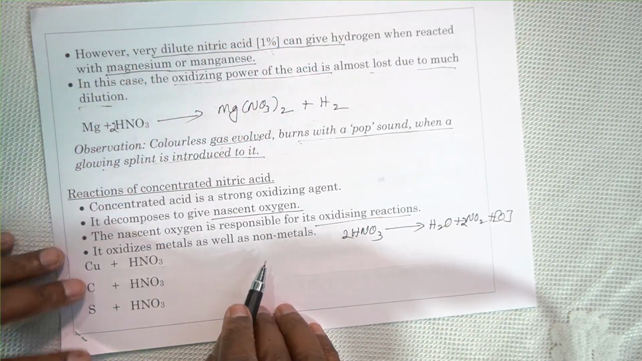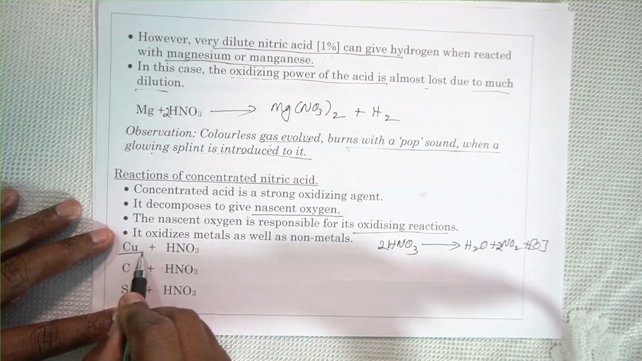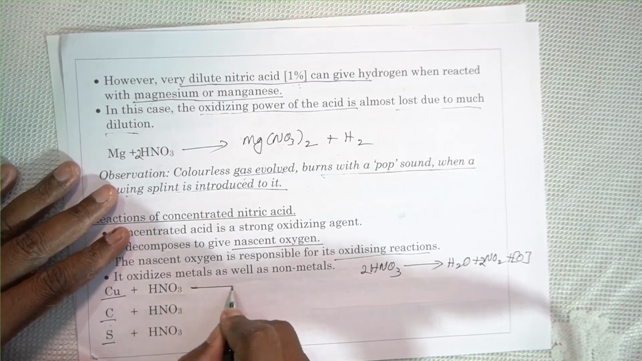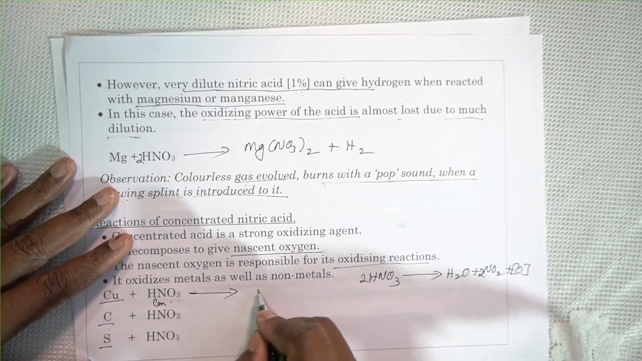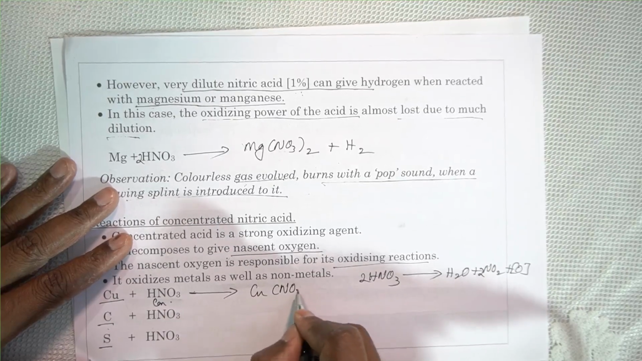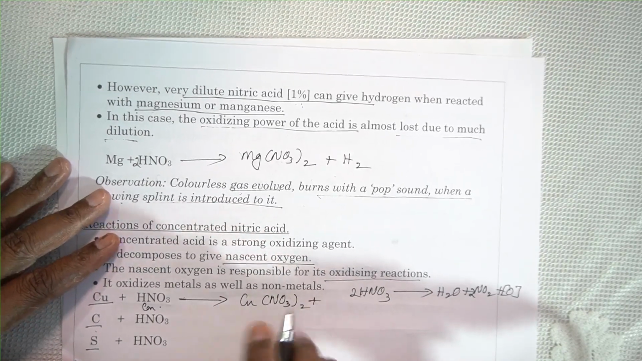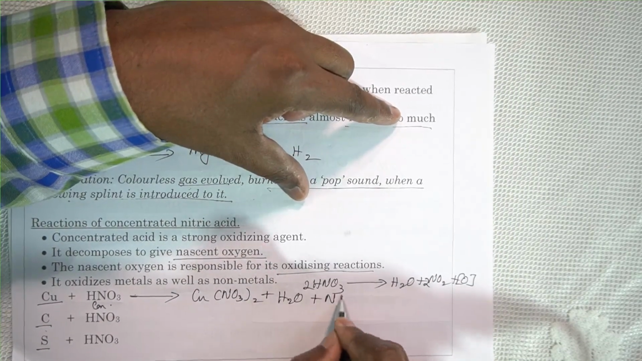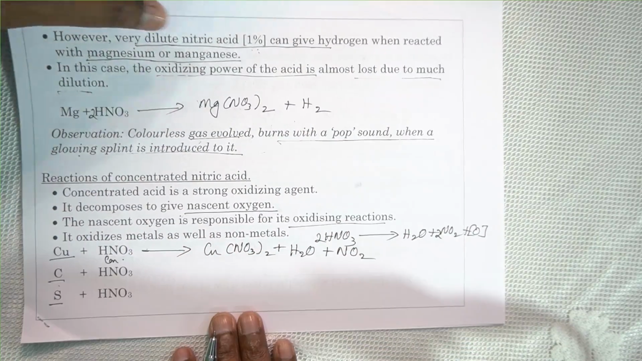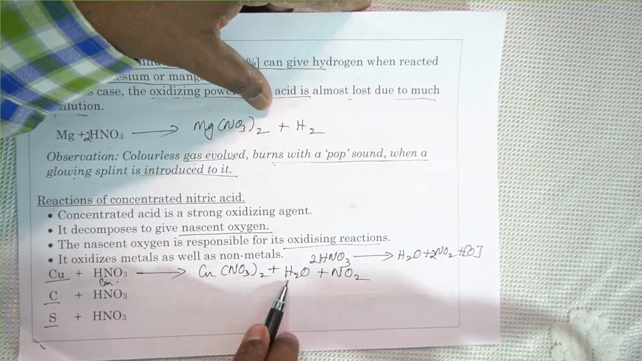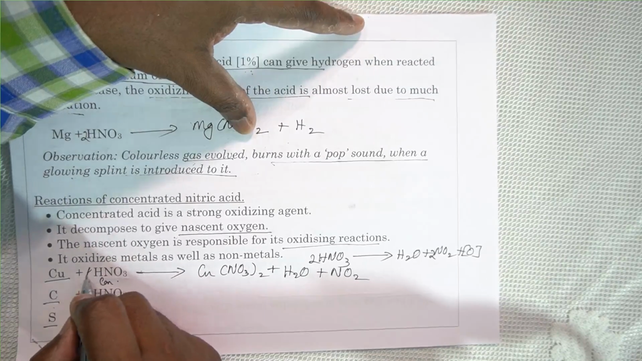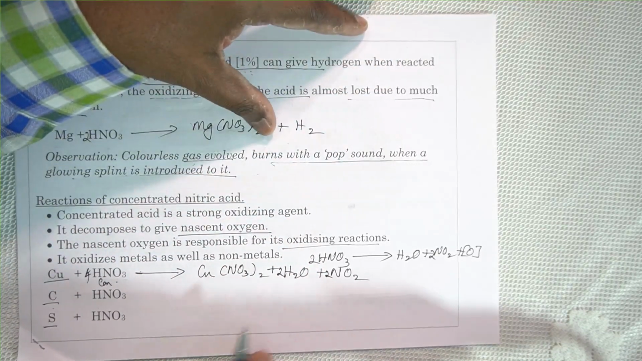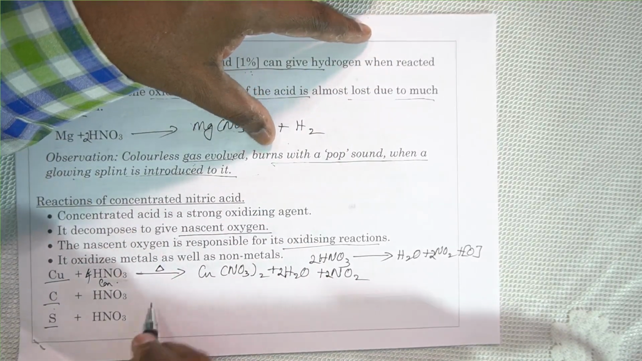It oxidizes metals as well as non-metals. In your syllabus, we have copper metal, and two non-metals, carbon and sulfur. Let's see the reaction. Copper reacting with concentrated nitric acid. This is concentrated. So you have copper nitrate, Cu(NO3)2 formed, plus you have water, and you have nitrogen dioxide obtained in this reaction. So you check the reaction: copper nitrate, water and nitrogen dioxide. So we will balance it, 2H2O and 2NO2. So this is how it is balanced. It needs heat. Heating is required.